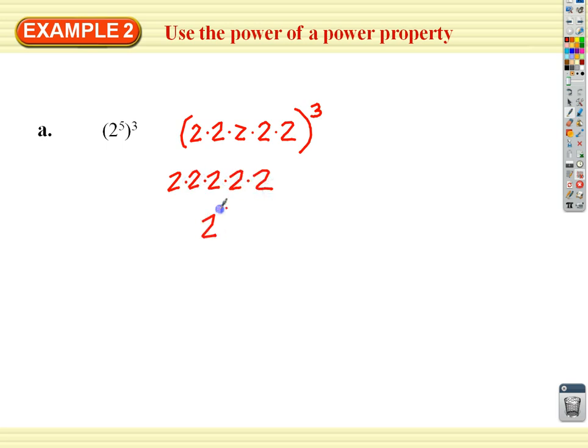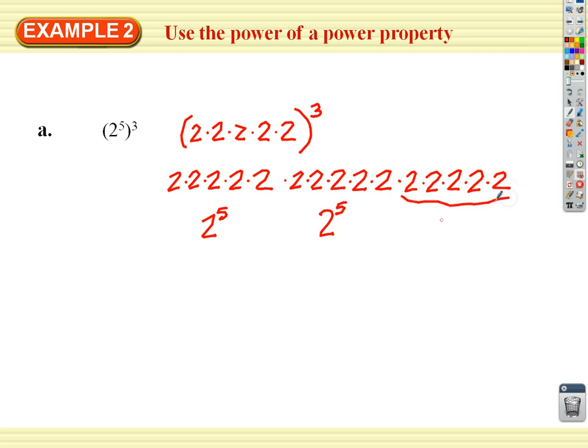This is 1 2 to the 5th. Times 2 times 2 times 2 times 2 times 2. This is another 2 to the 5th. I'm going to do this all the way, times 2 times 2 times 2. And then this one here is 2 to the 5th. I'm multiplying all these, and so at the end, how many times did I multiply 2? Well, I did 2 to the 5th once, twice, and then 3 times. Altogether, we have 2 to the 15th power.